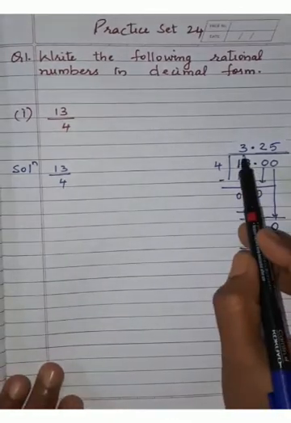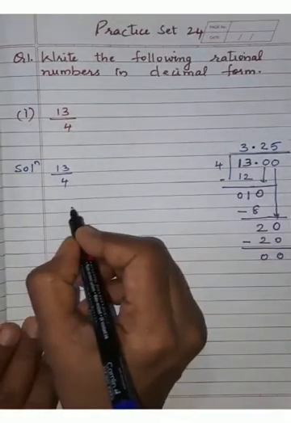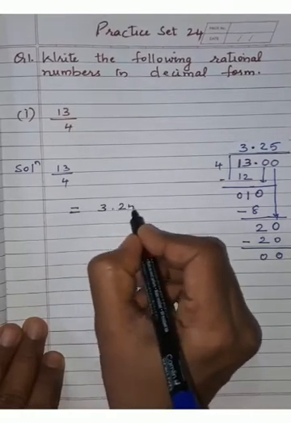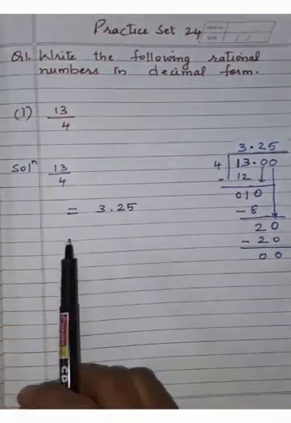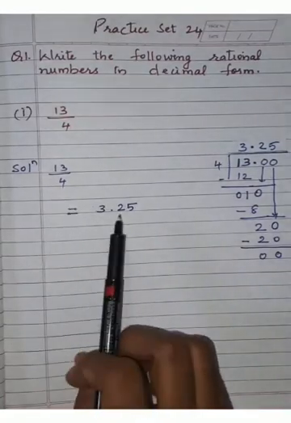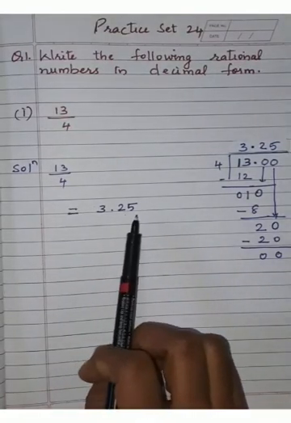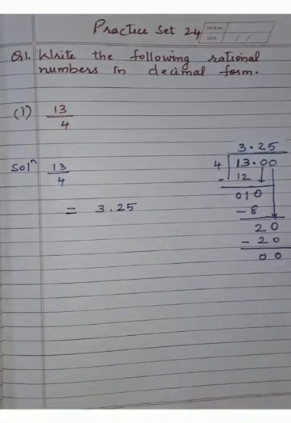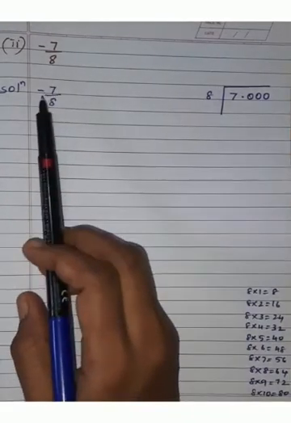Okay. So that means we got here 13 upon 4. We can write 13 upon 4 is equals to 3.25. That means the decimal form of 13 upon 4 is 3.25, which is a terminating decimal form. Is that clear, children?